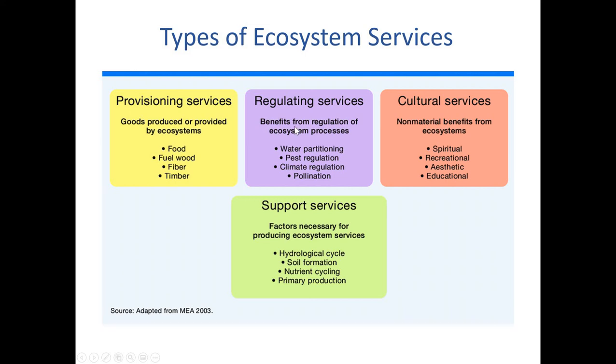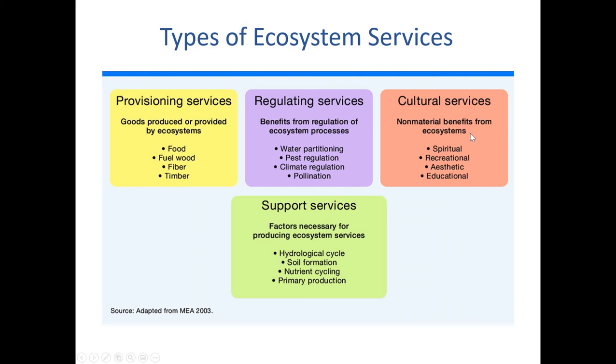Regulating services then are benefits from the regulation of ecosystem processes. These include things like water partitioning, pest regulation, climate regulation, and pollination. You may have heard that ecosystems like mangroves can actually protect island populations better from hurricanes. And of course, as we have more climate change, the severity of natural disasters will only increase.